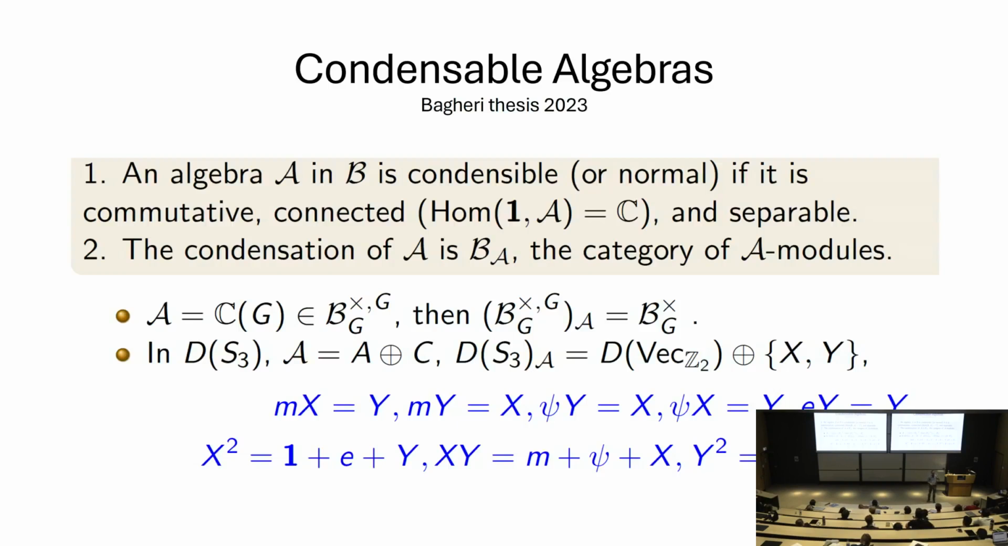Normally when you condense, you get two kinds of objects. One is deconfined. That's the lineal model you get. Then there's confined. That's your symmetry defects. And there are two symmetry defects, X, Y. And my student calculated the fusion rule for me.